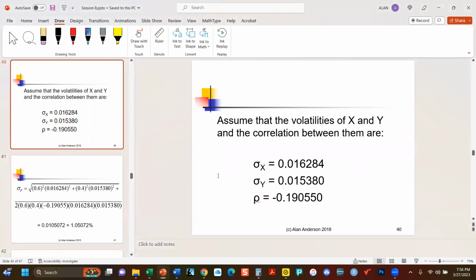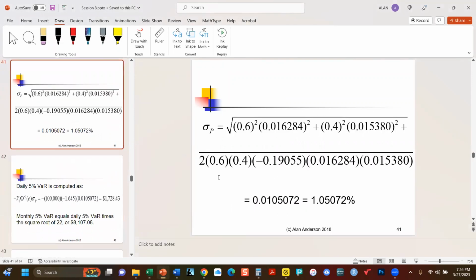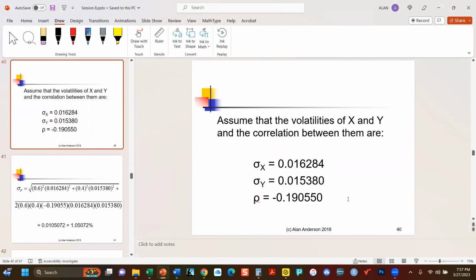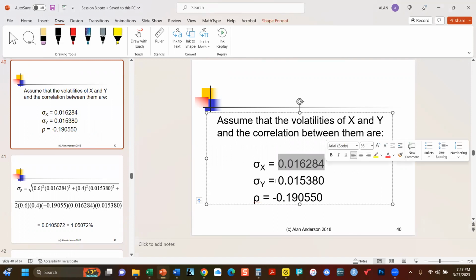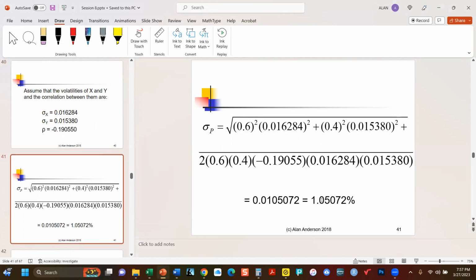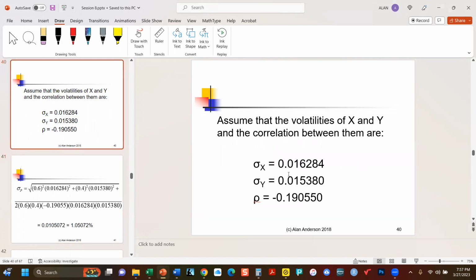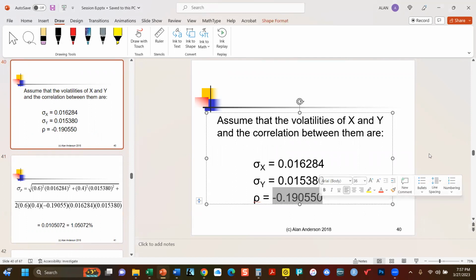Now, in this case, if you want to, you could try this in Excel too, but we ended up with 1.05072 for our standard deviation, which, if you notice, is lower than for either individual stock. Okay, 1.05 as opposed to these two, because this time the correlation was actually negative. So by having negative correlations, the risk is reduced so much that the portfolio is actually safer than either stock by itself. And that's pretty interesting.